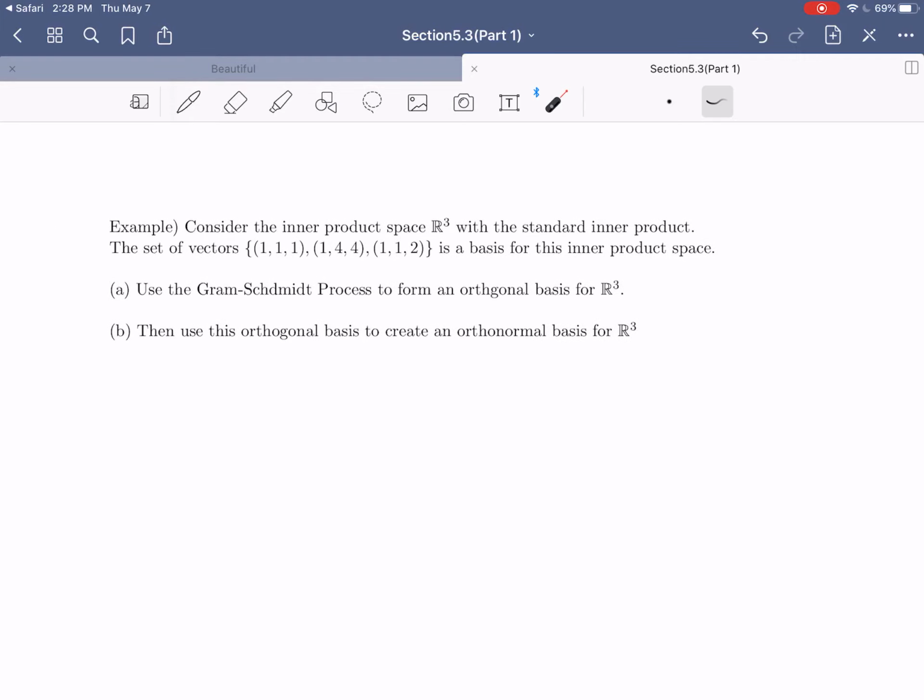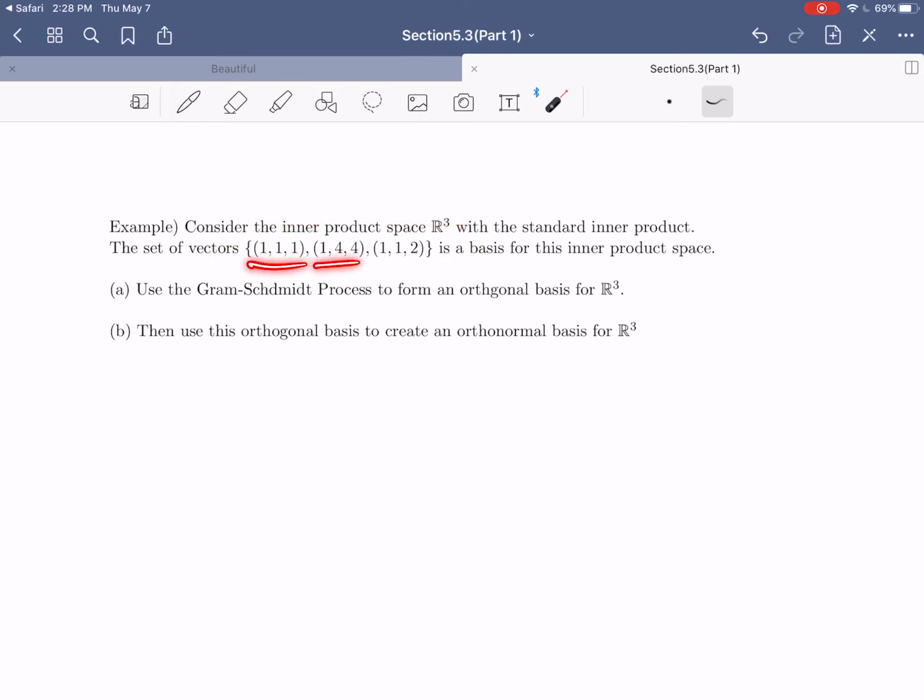The first example we're going to consider is the inner product space R3 with the standard inner product, just the dot product. We're being told that this set of vectors, (1,1,1), (1,4,4), and (1,1,2), is a basis for this inner product space. This, though, is clearly not an orthogonal basis.